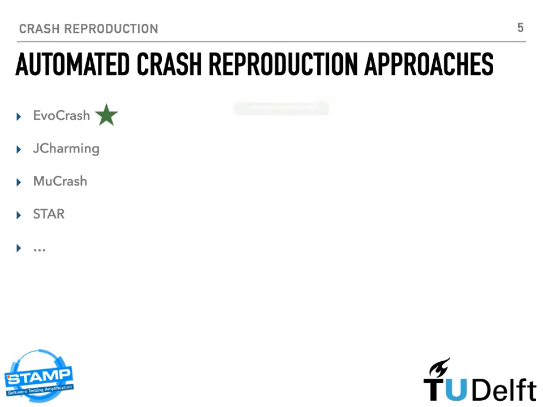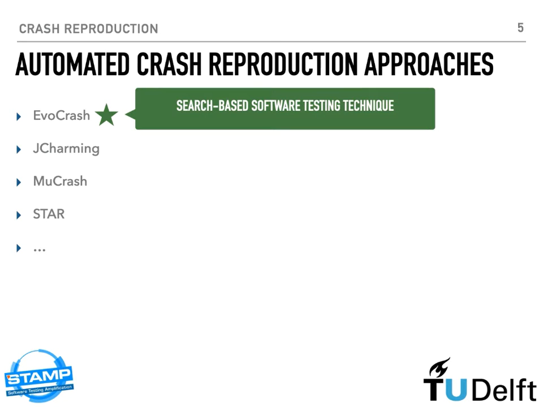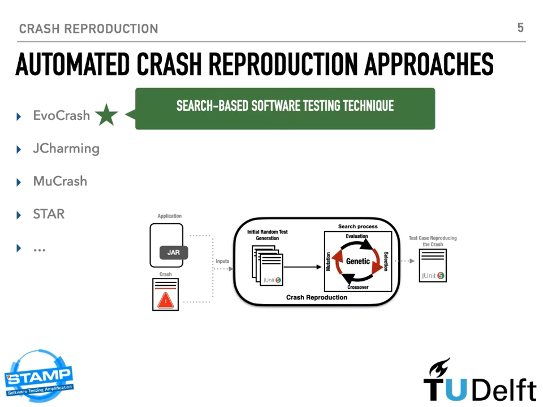One of these approaches is EvoCrash, which is a search-based software testing technique. This approach takes the reported stack trace and the application in which the crash happened as input. It also takes one of the frames in the stack trace as the target frame. Then it tries to generate a test case reproducing the crash from the target frame. As an example, if we set the target frame to 3, EvoCrash generates a test case that reproduces the first 3 frames of the given stack trace.